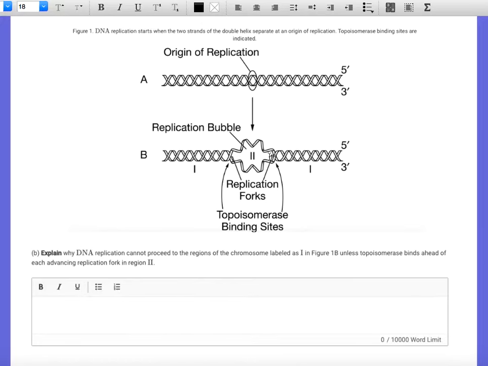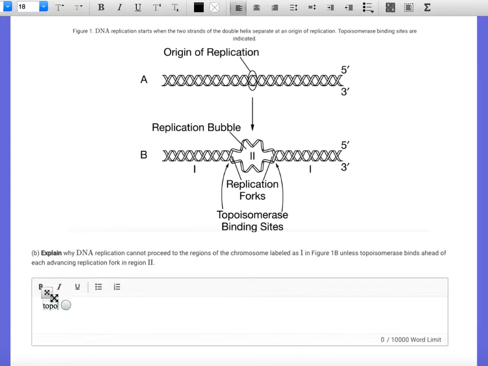So helicase has to go through and unwind the double helix and actually break those hydrogen bonds that are holding these two strands together. And if you think about that, if helicase did that, it could damage the DNA up ahead, because if you've got helicase unwinding this DNA, the helix is going to get twisted up ahead of that. So what topoisomerase does is it moves ahead of the helicase and sort of stabilizes the double helix that has not yet been unwound.